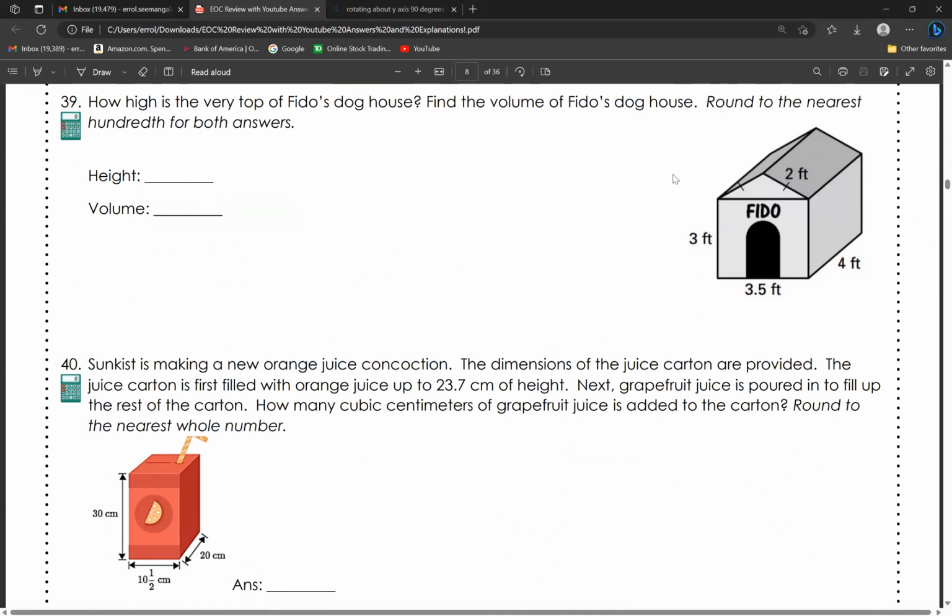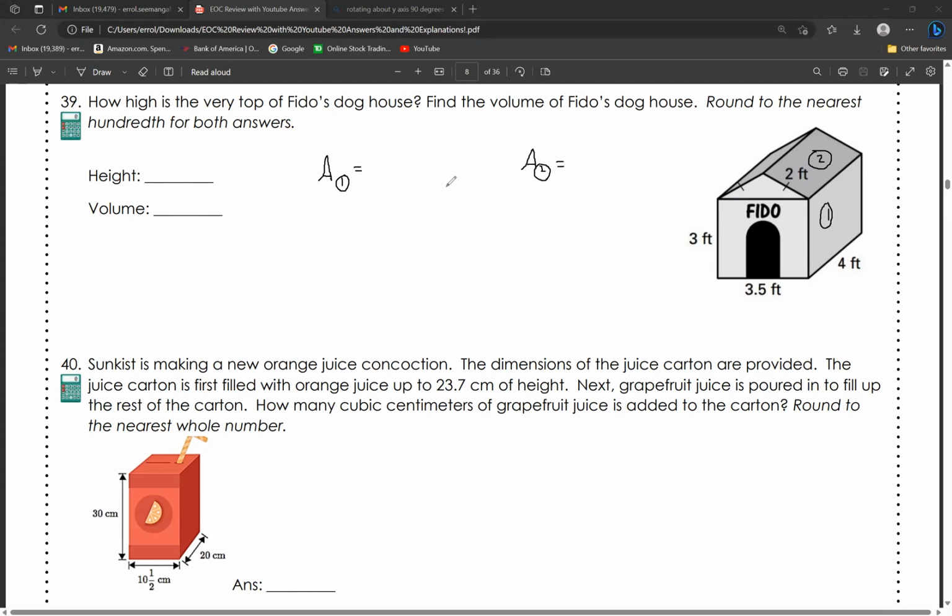Okay, so what shape is his doghouse? His doghouse is two shapes put together, right? This is one shape and this is the second shape. Okay, so how high is the very top of Fido's doghouse? Find the volume of his doghouse. Round to the nearest hundredth for both. Okay, that's two decimal places. All right, so first things first. What's the area of the first shape? And then second thing, the area of the second shape.